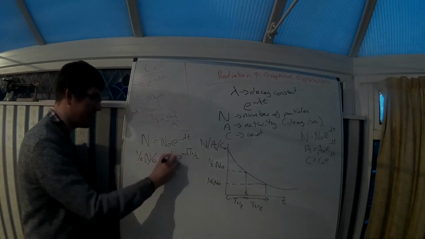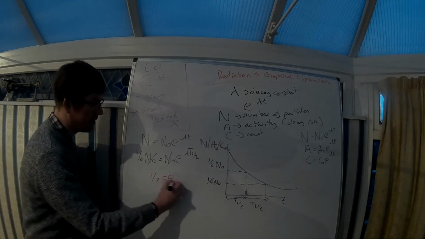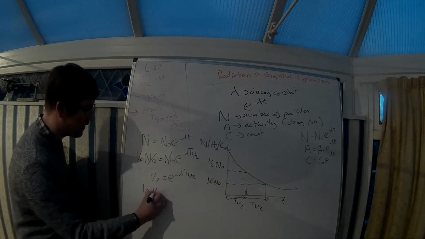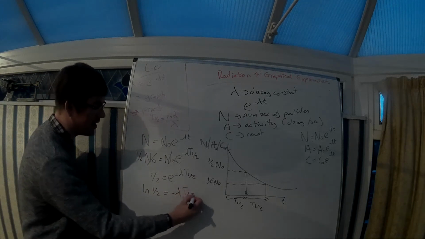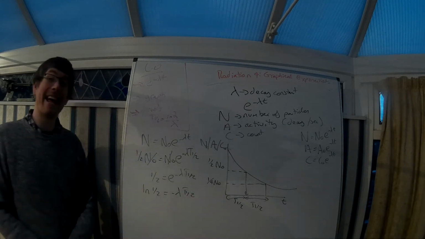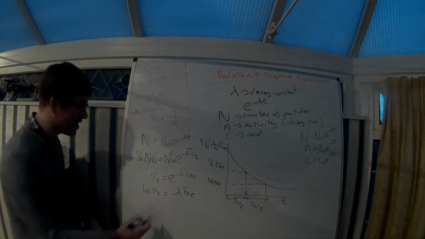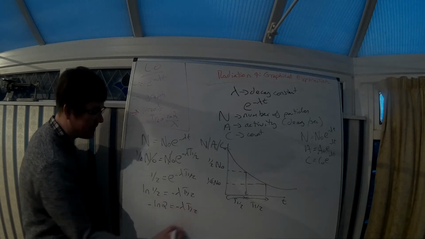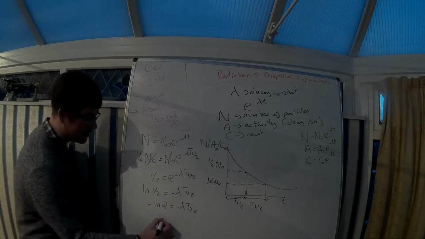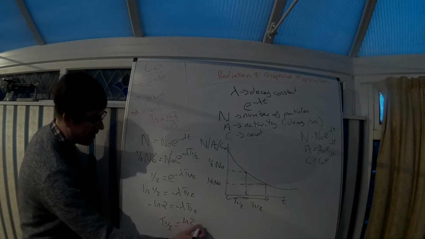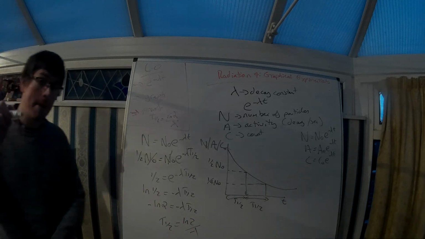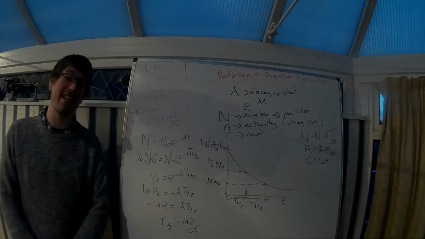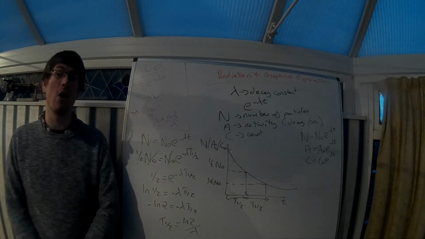We can then cancel the N zeros, giving us half equals e to the minus lambda half-life. We then take the natural log of both sides, so ln of a half is equal to minus lambda T half-life. Then we can use our little cheeky log rule here to turn ln of a half into minus ln 2, is minus lambda T to the half, and then we just rearrange those, get rid of our minuses, and that shows us that T half is equal to ln 2 over lambda. Simples. Remember, the thing you might forget in the exam is this jump here from ln of a half to minus ln 2, but that's just using your log rules.